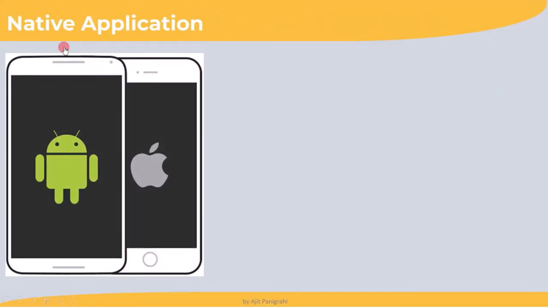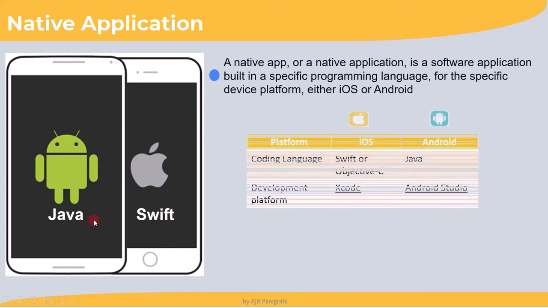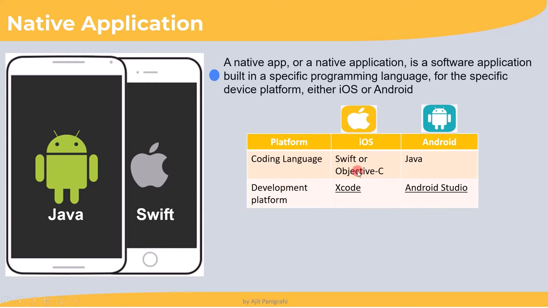The first type of mobile application is native application. A native app, or a native application, is a software application built in a specific programming language for the specific device platform, either iOS or Android. Native iOS apps are written in Swift or Objective-C, and native Android apps are written in Java. For example, Swift or Objective-C is used to write native iOS apps, and Java is used to write native Android apps.